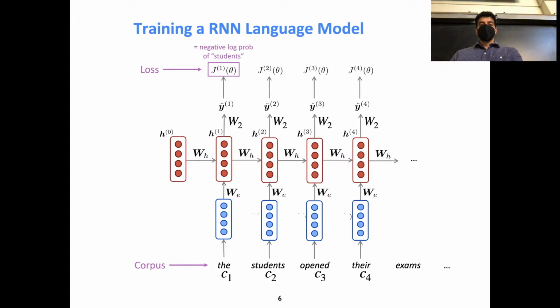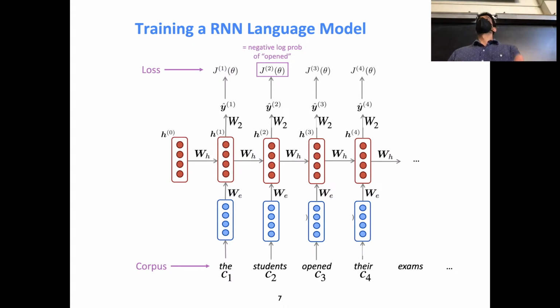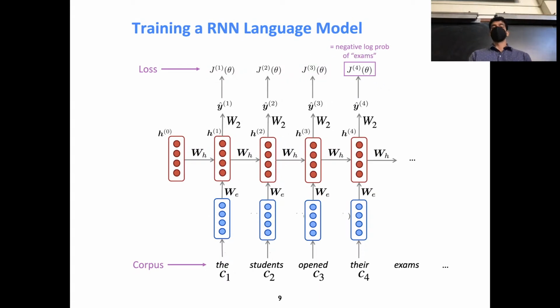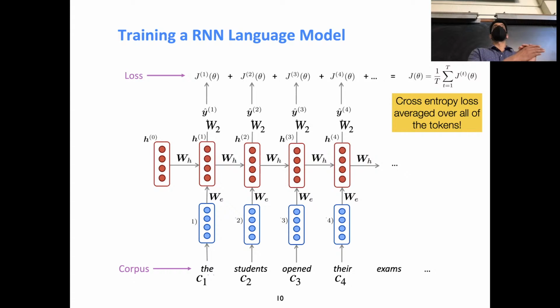So you can see here at the top, the loss was for students. Then we compute the loss for opened. Then we compute the loss for there. Then we compute the loss of exams. And then our final loss for this entire sequence is just the average of the token level cross entropy loss at every position in this sequence. Does that make sense? So instead of having like 4 or 5 different input sequences, each to predict the next word given some prefix of this input, we're doing that all at once.